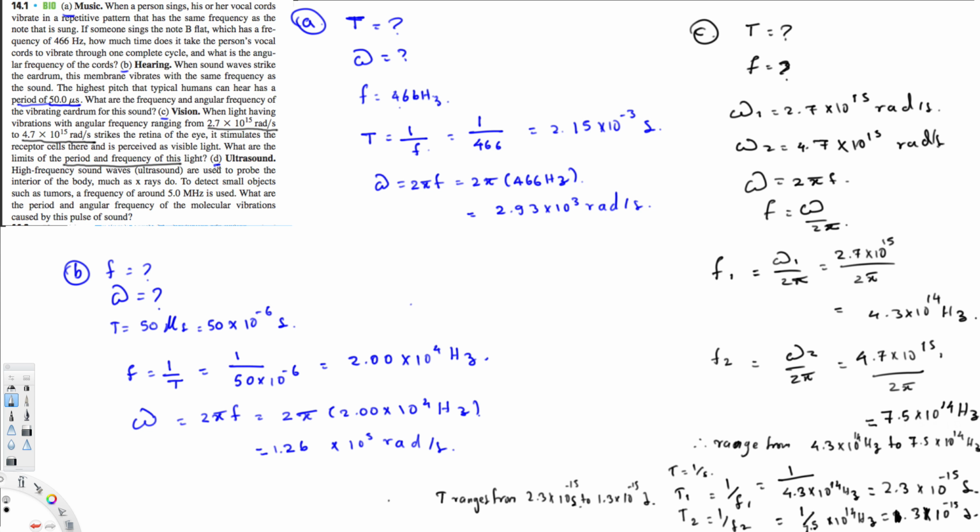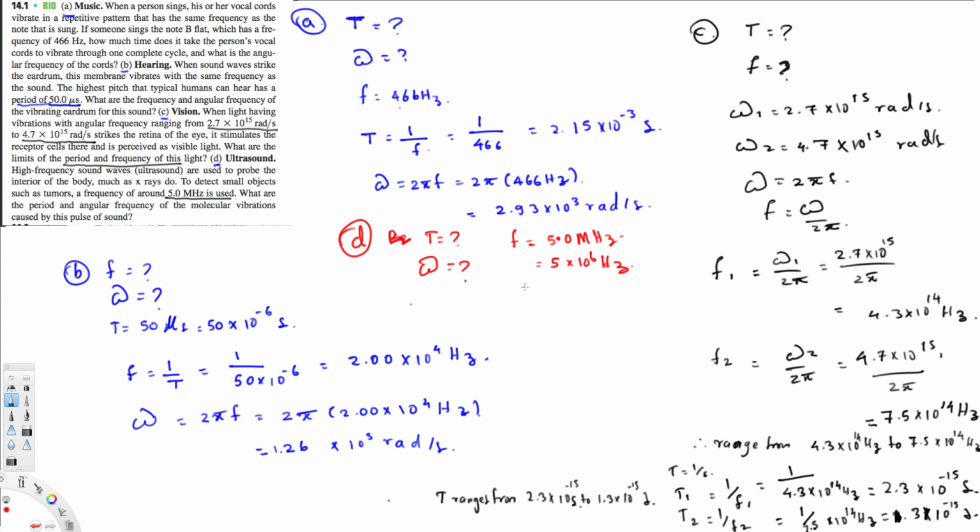Let's go for the D part. High frequency sound waves are used to probe the interior of the body to detect small objects such as tumors. The frequency is given right here. And what are the period and the angular frequency? So let's find this. They are asking for the period, T, and the angular frequency, and they have provided the frequency, that is 5.0 megahertz. So this can be written as 5 times 10 to the power of 6 hertz.